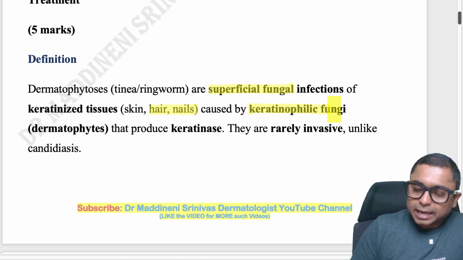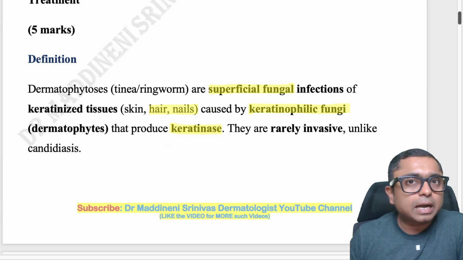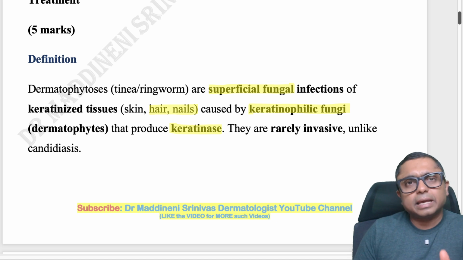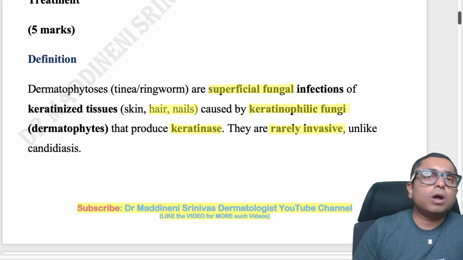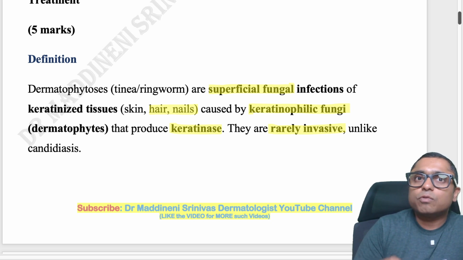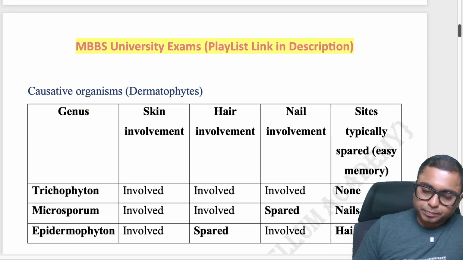And these are keratinophilic fungi, and basically they have an enzyme called keratinase, which is going to degrade the keratin protein present in the skin, hair and the nails. And they are very rarely invasive, so for all practical purposes you can remember they are only going to be superficial, involving the dead keratinous layer, right?